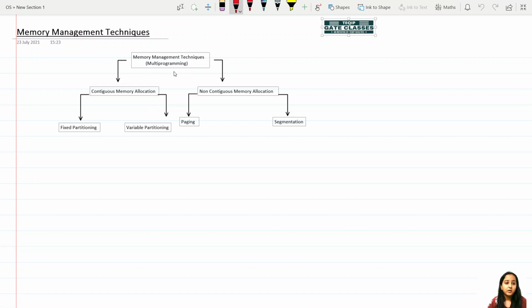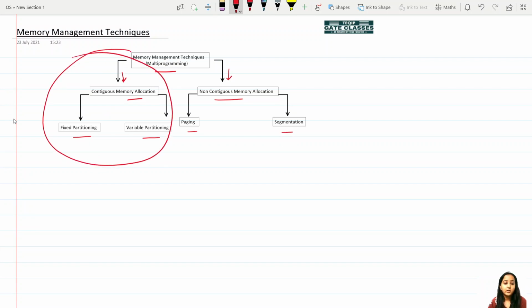See, the memory management techniques are divided into two parts initially: contiguous memory allocation, and the second one is non-contiguous memory allocation. Further, the contiguous memory allocation is divided into two parts: fixed partitioning and variable partitioning. And non-contiguous memory allocation is also divided into two parts: paging and segmentation. Let's understand this part first. What do you understand by this one?